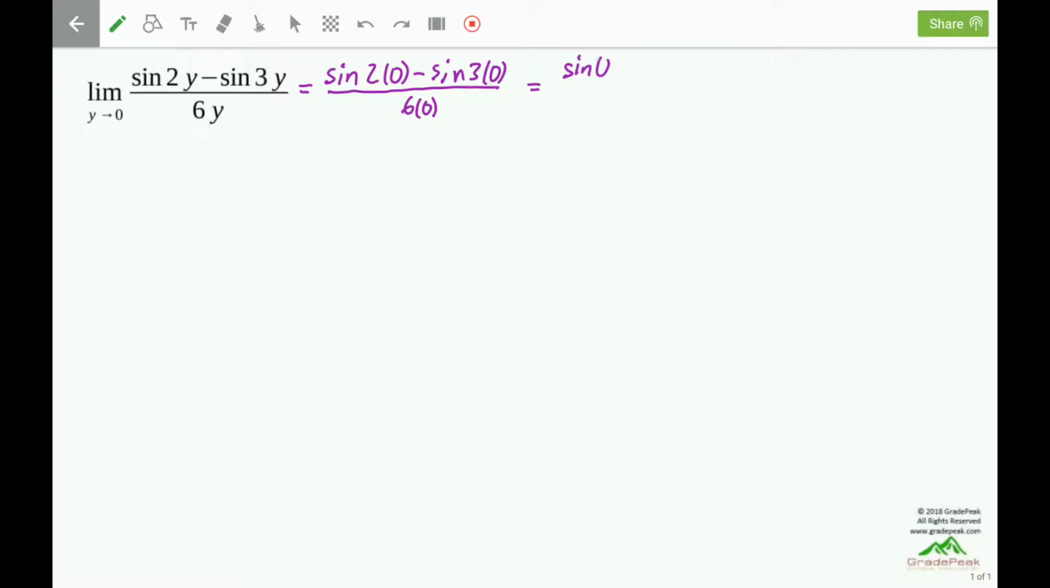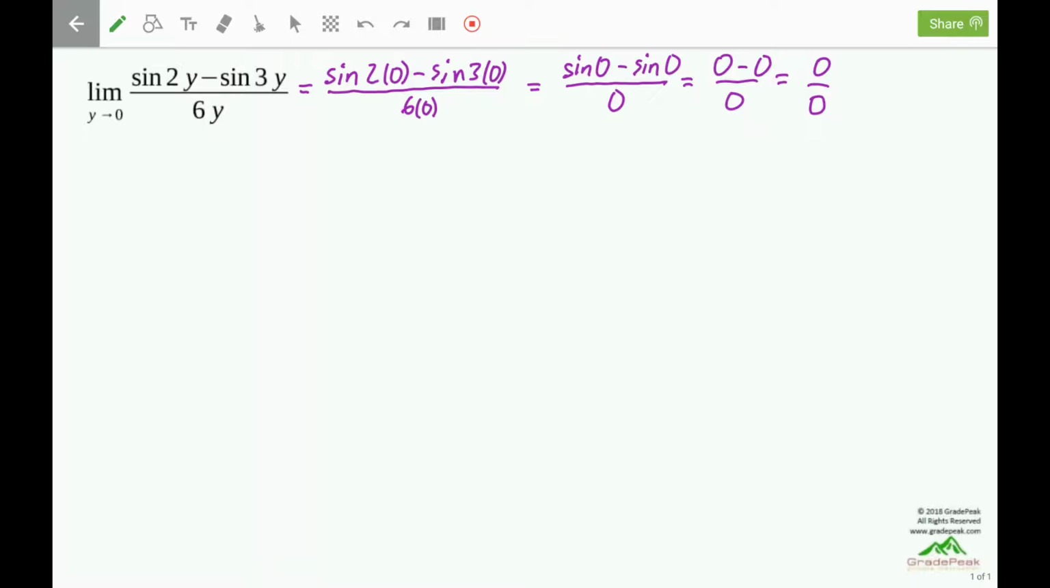Sine of 2 times 0 is 0, minus sine of 3 times 0 is 0, divided by 6 times 0, which is 0. The sine of 0 is 0. So we have 0 minus 0 over 0. 0 minus 0 is 0. We have the 0 over 0 indeterminate form. We will need to rework this.